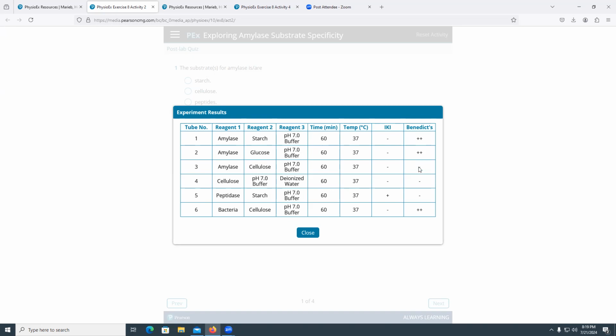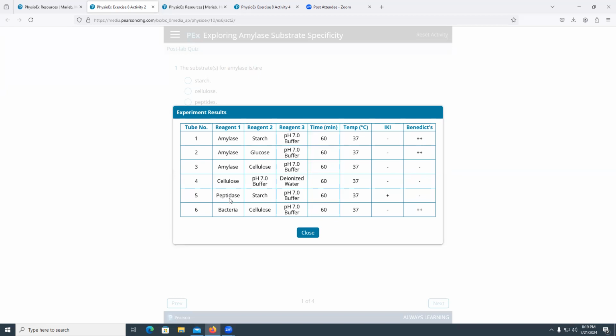And Benedict detects reducing sugars. And cellulose is a polymer. So I cannot detect anything because I do not have my reactants for IKI, and that's the starch, and I do not have products for my Benedict, and that is reducing sugars. So I should have null for both. Cellulose, you see, whenever I have cellulose, no reaction will unfold. Here, I didn't even have an enzyme.